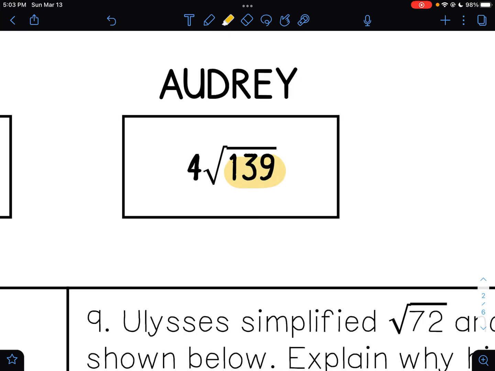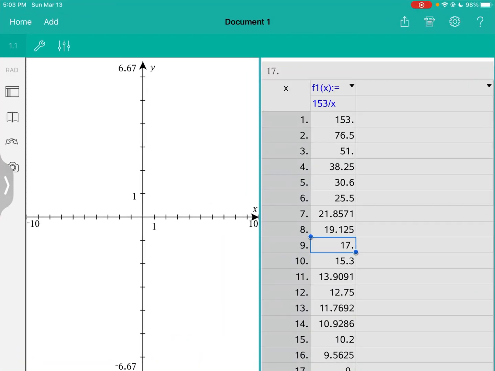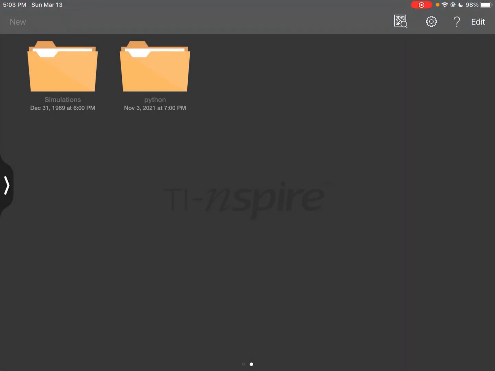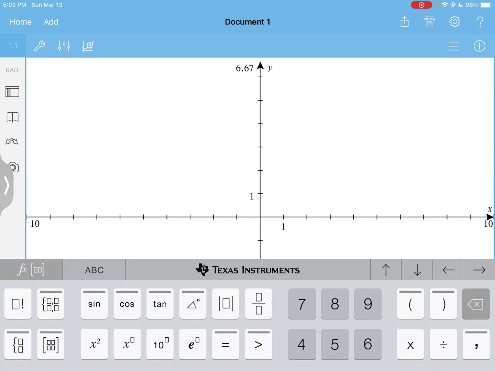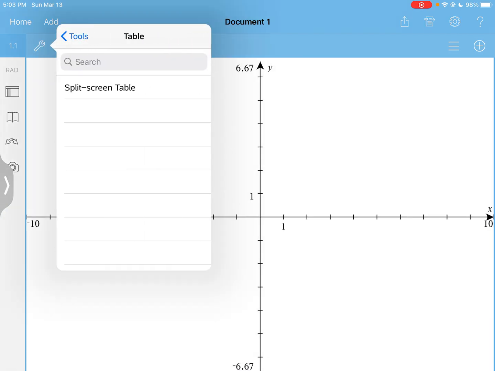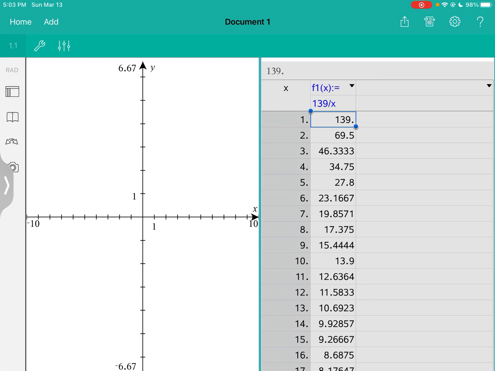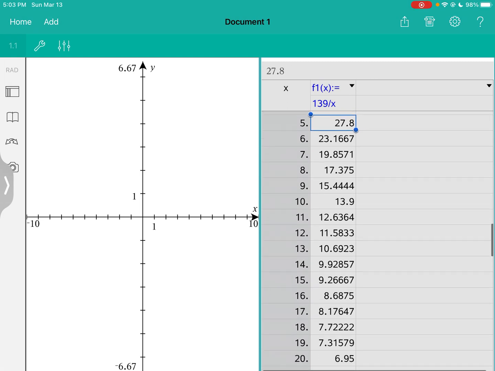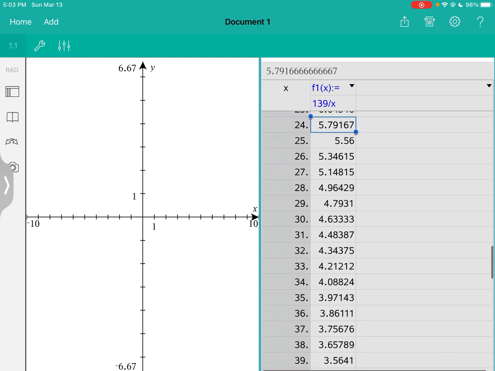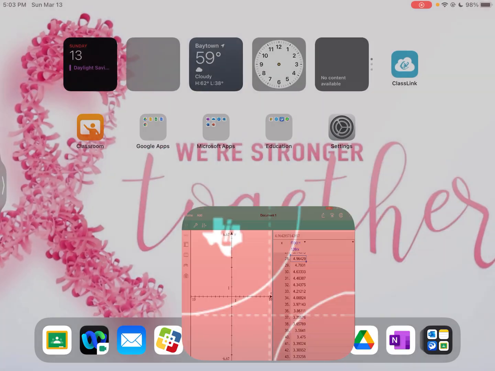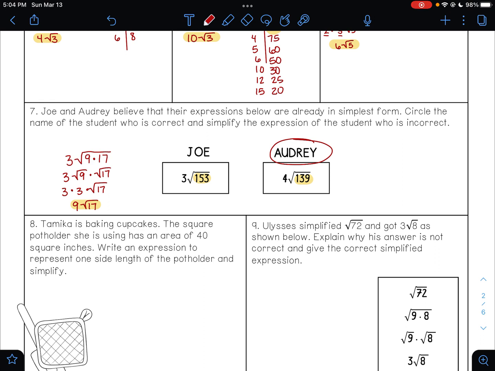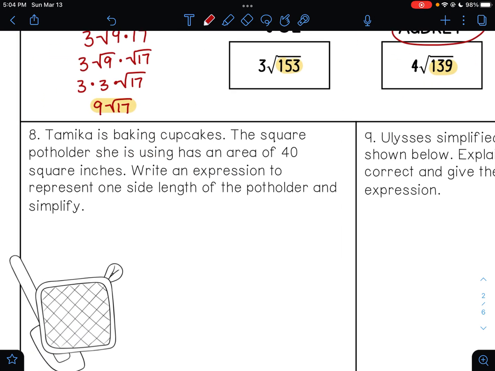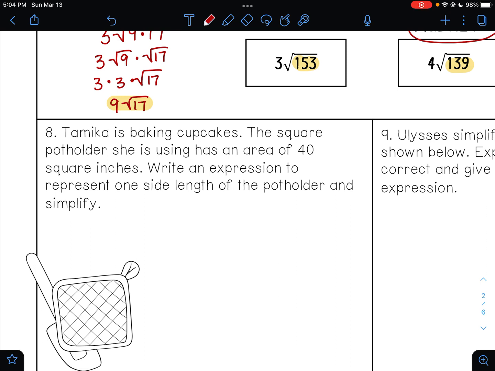Now let's check Audrey. So we're going to type in 139. Okay, so I'm going to go and get me a new graph. Control T to get my table. Okay, so if I'm looking, 139 is not perfect, and then I'm not seeing any other whole numbers, so it looks like hers is completely simplified. So Audrey was correct, so we need to make sure we circled hers, and we solved the one that was incorrect. So perfect, done.